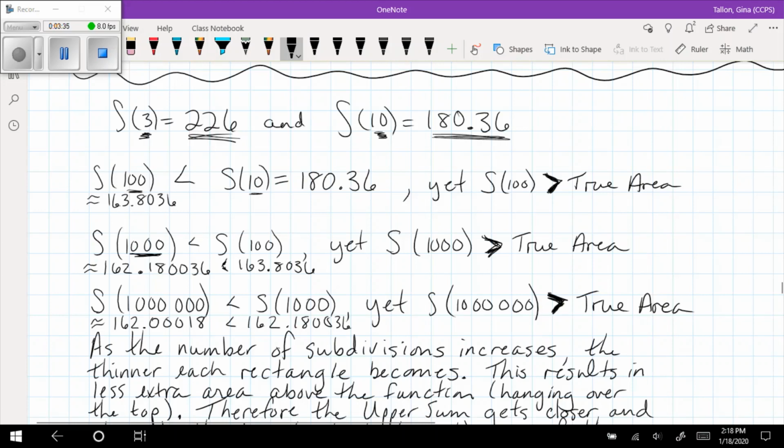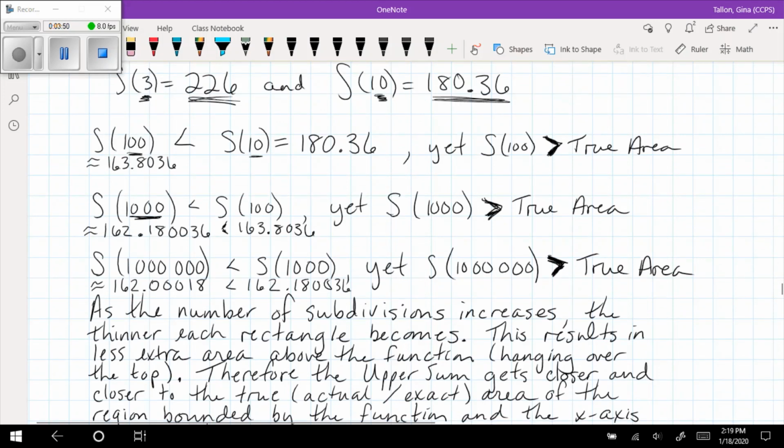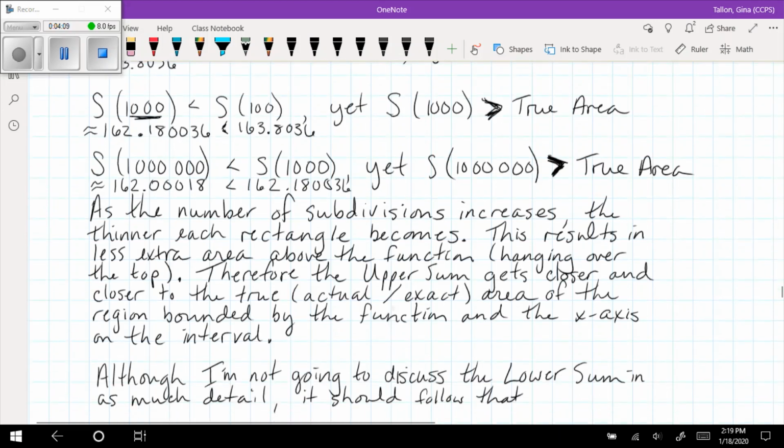So as the number of subdivisions increases, the thinner each rectangle becomes. This results in less area sticking out above the function or hanging over the top. Therefore, the upper sum gets closer and closer to the true, exact area of the region bounded by the function and the x-axis on that interval. The more subintervals you have, the closer your upper sum gets to the true area, and the less overhang you're going to have.